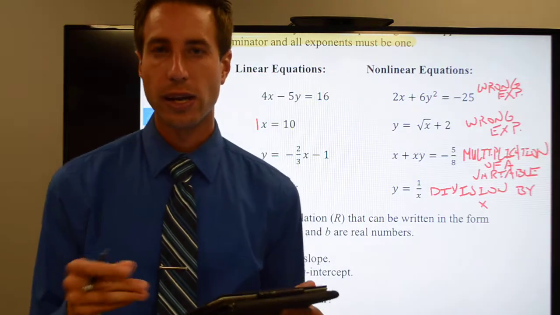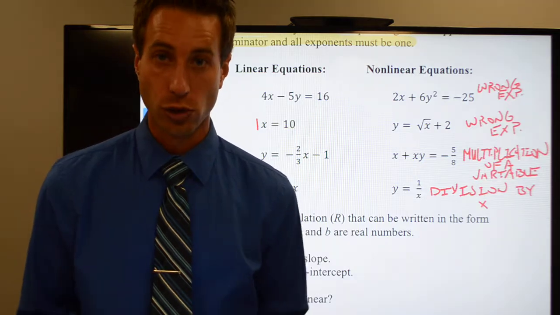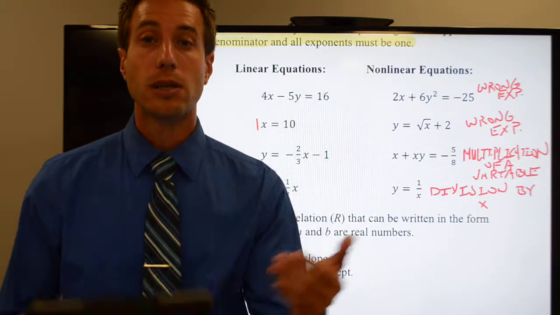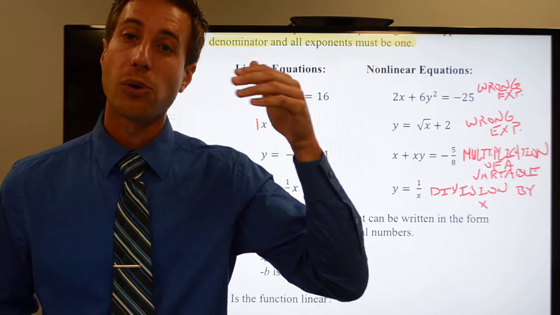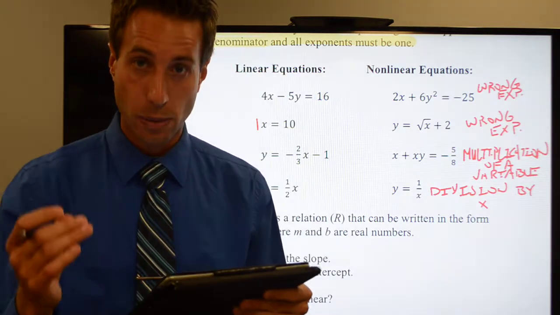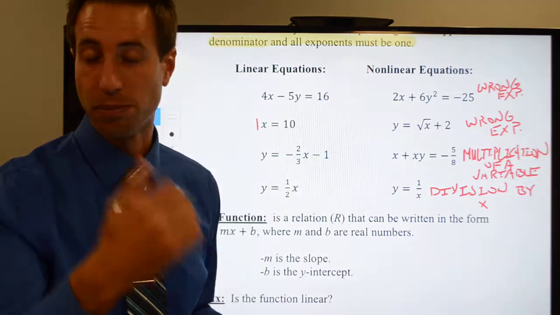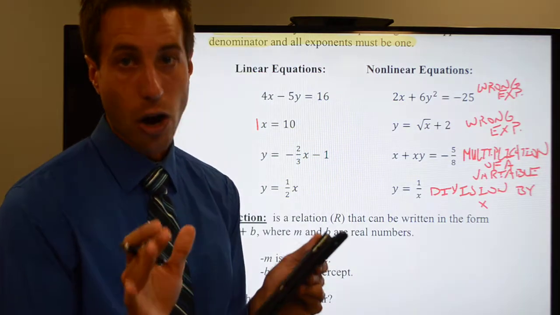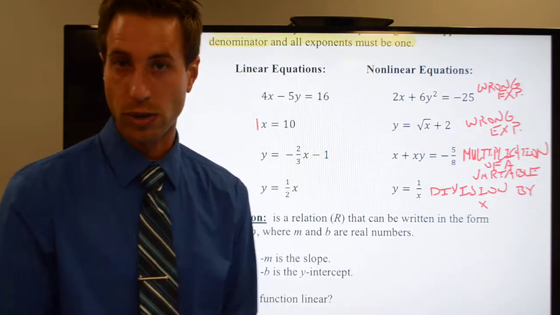So when I ask you on a quiz or a test, is the following function linear? Here's what you're looking for. Do you have any variables multiplied together? If you don't, then you're linear. Do you have any variables raised to a power? I can have numbers raised to a power. That doesn't matter. If I had 10 squared, I probably on a test or a quiz won't write it as 10 squared. I would actually write it as 100, so you don't have to really worry about that.